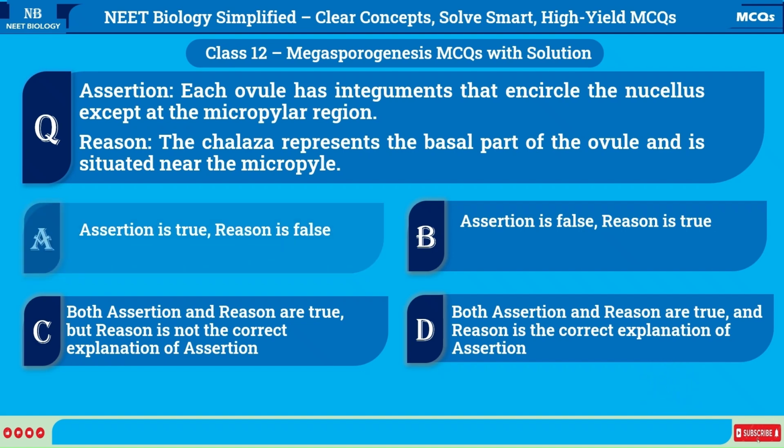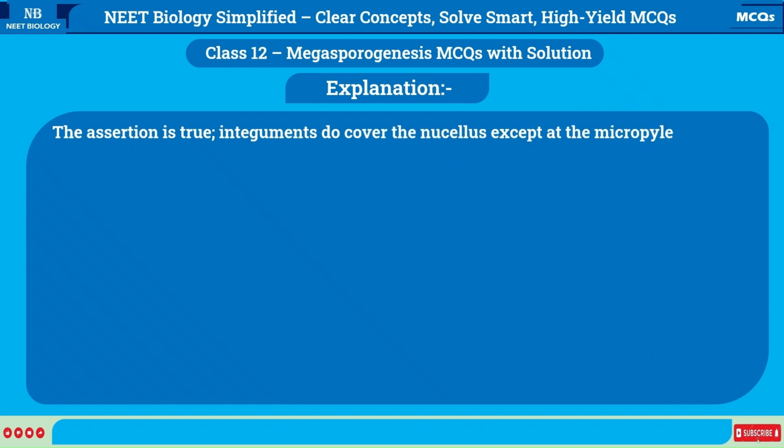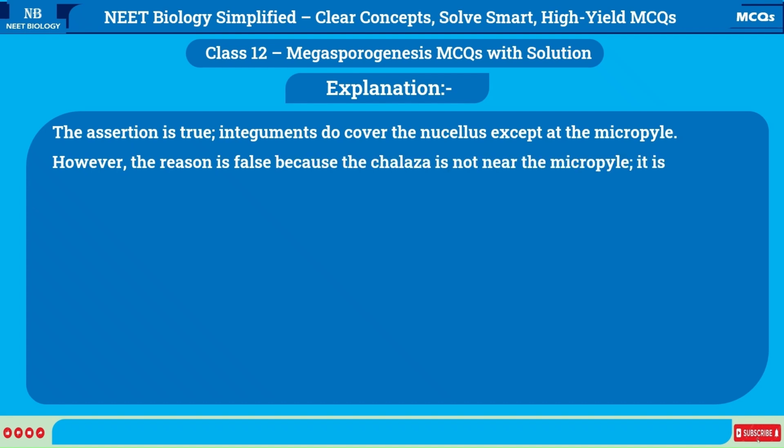Correct answer is A. Assertion is true, reason is false. Explanation: the assertion is true, integuments do cover the nucellus except at the micropyle. However, the reason is false because the chalaza is not near the micropyle. It is actually located opposite the micropylar end. Hence, option A is correct.